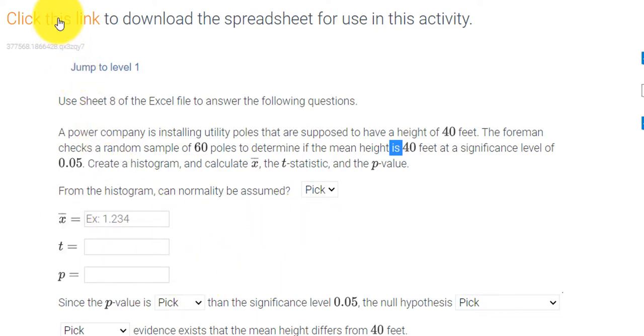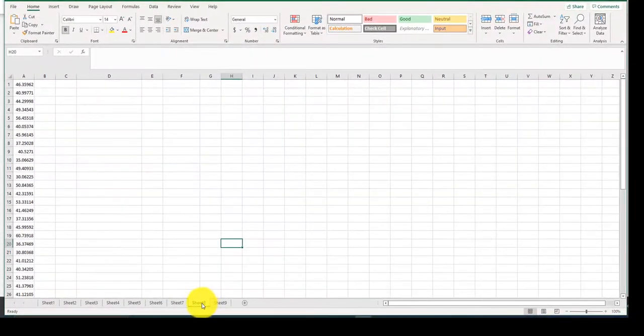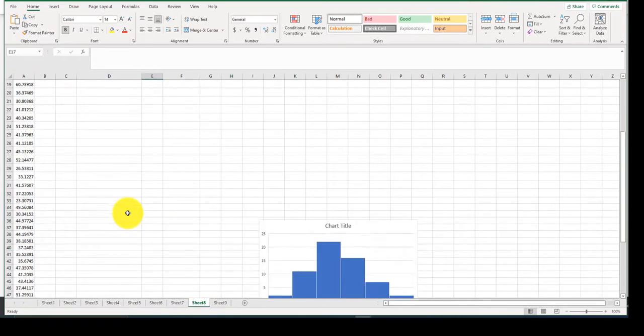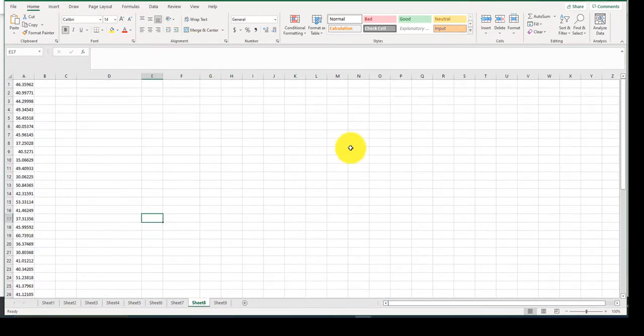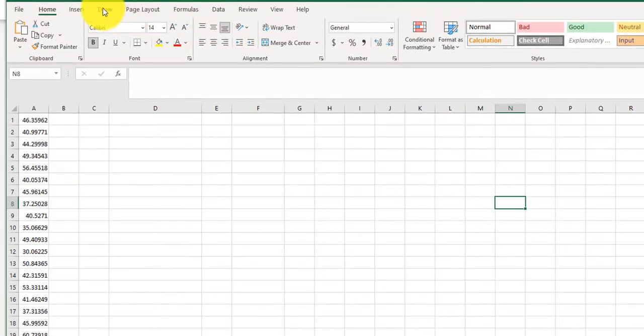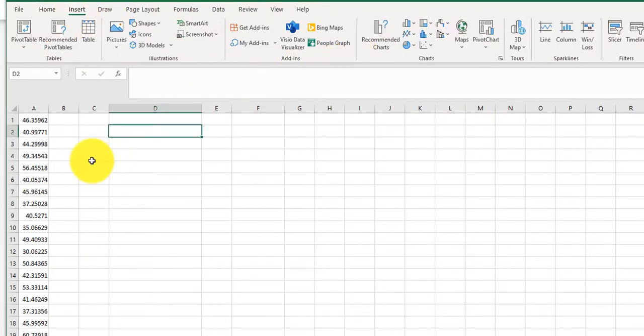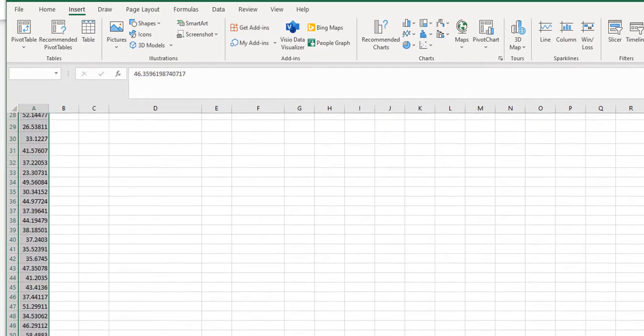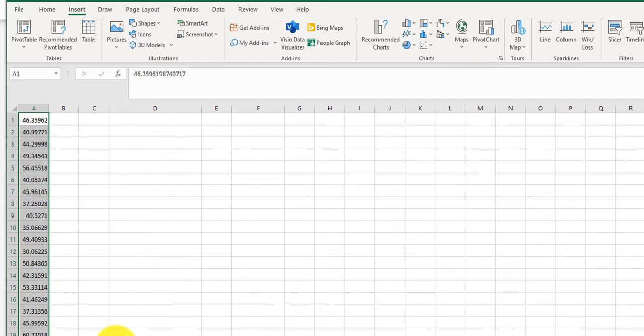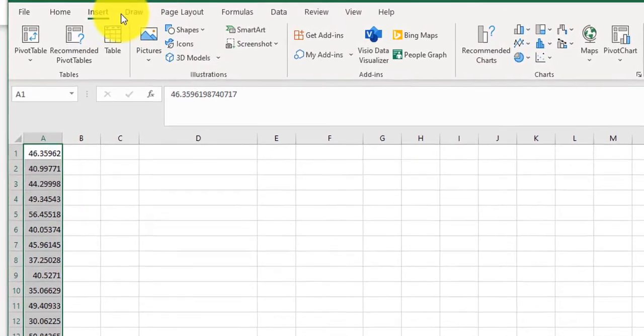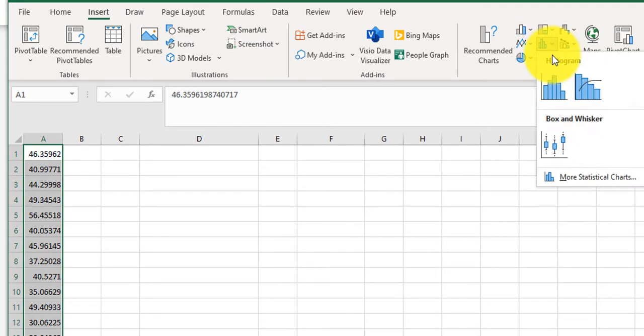So first thing I have to do is click this link to download my spreadsheet. And then I'm going to go to sheet number 8, and I'm going to create a histogram of my data. So, here we go, sheet 8. To do my histogram, I click insert. Oh, I didn't highlight my data. Here we go. All right, so I highlight my data. I have 60 data points. I click insert. Here's my little histogram button.